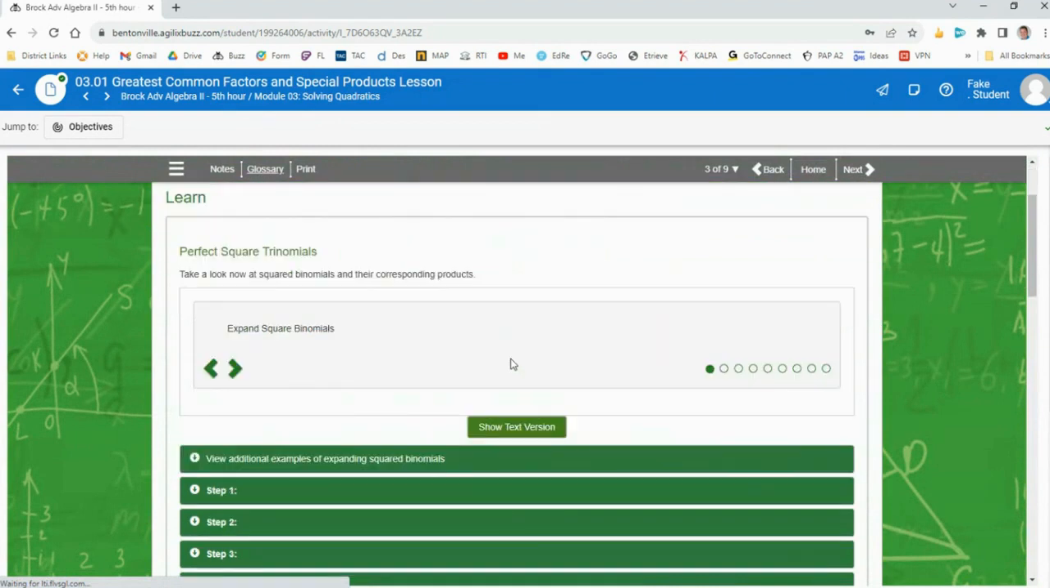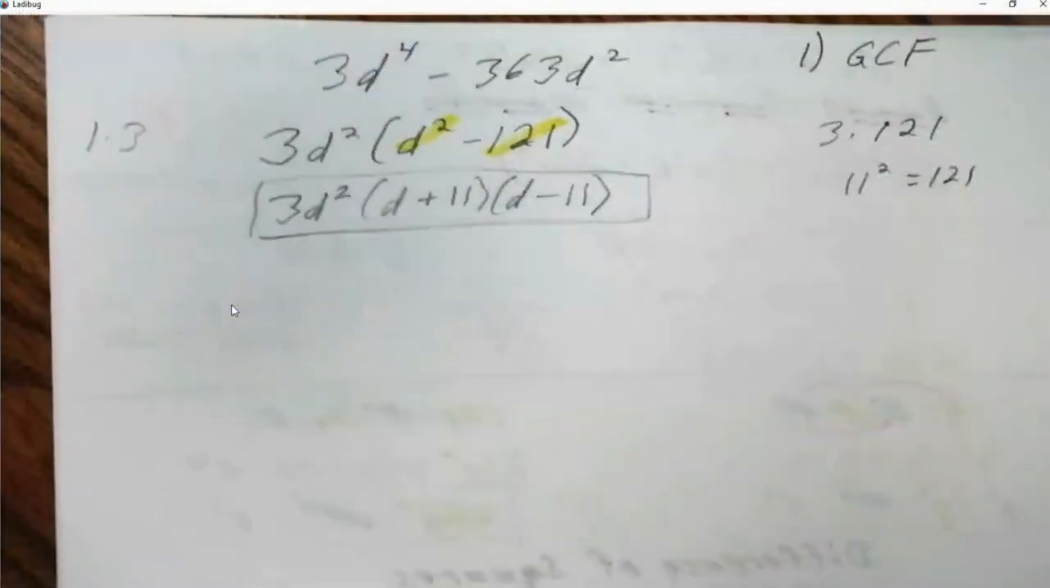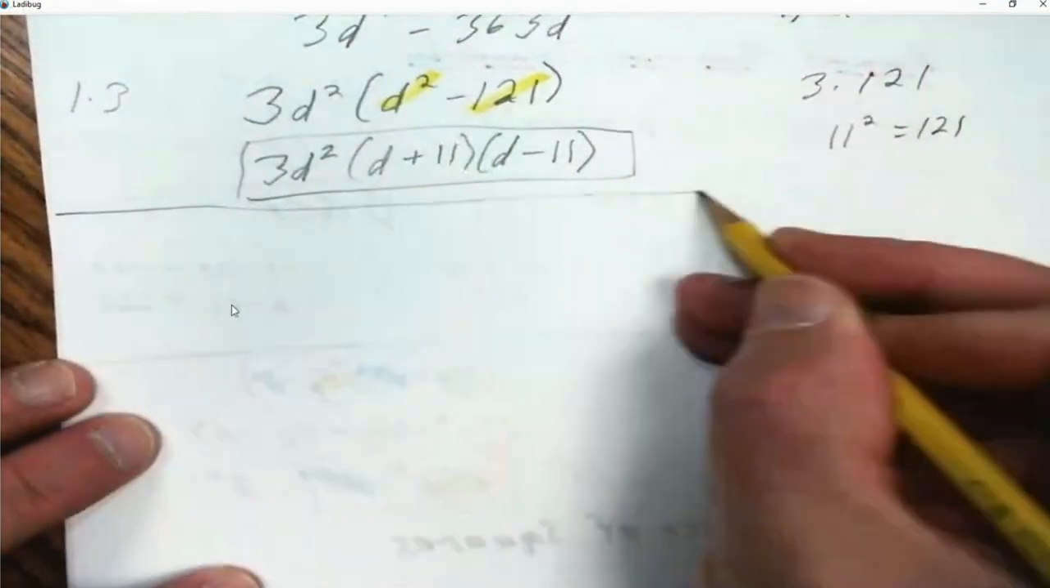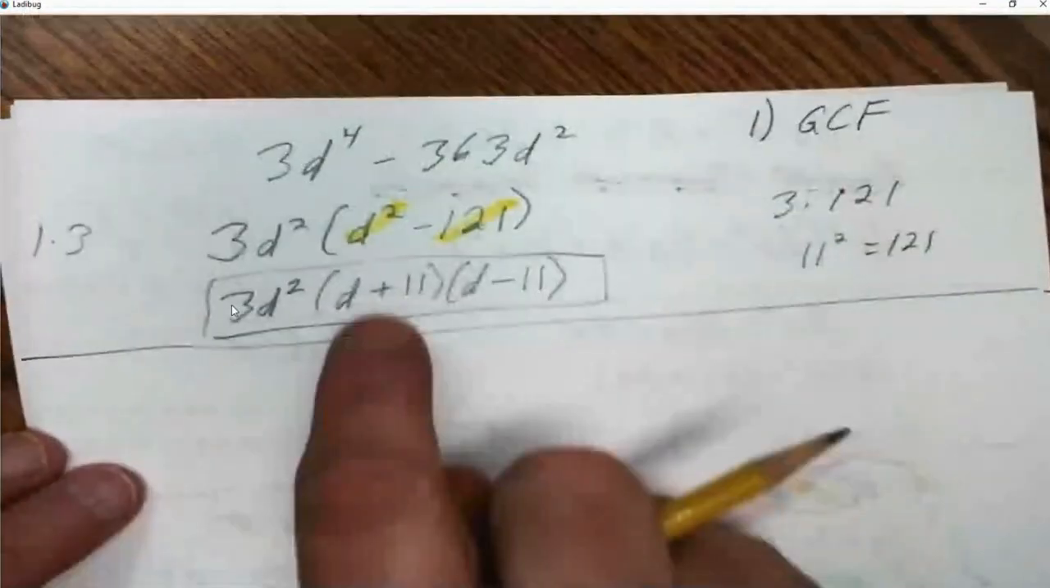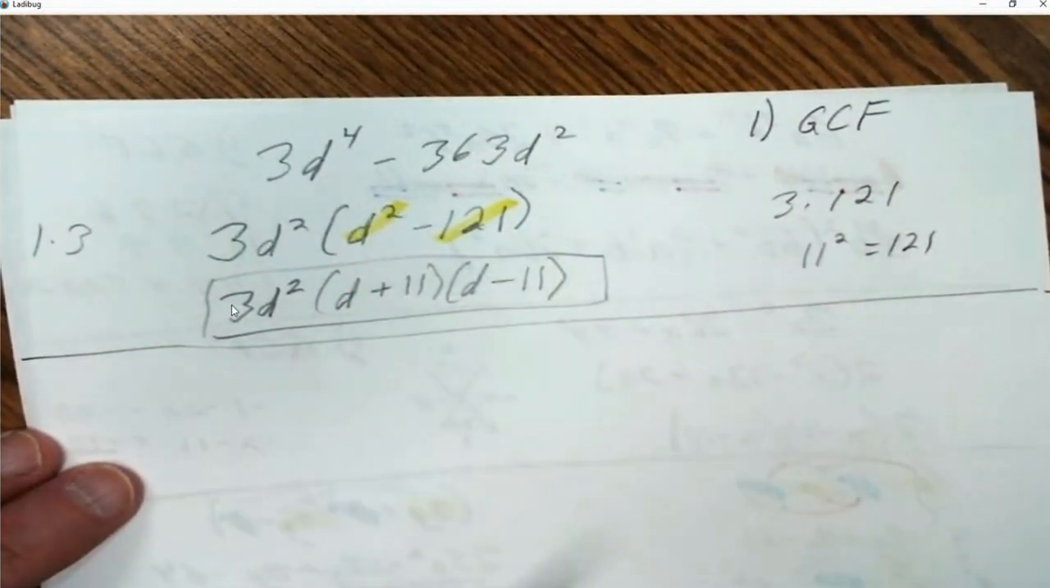Perfect square trinomials. We're going to look at perfect square trinomials and see what expanded square binomials look like. What are we talking about with a square binomial? We're talking about taking a binomial and squaring it. Let's see if we can recognize anything here. If we recognize a difference of squares, there's a shortcut. We can just take the two square roots with the plus and minus, and it's factored.